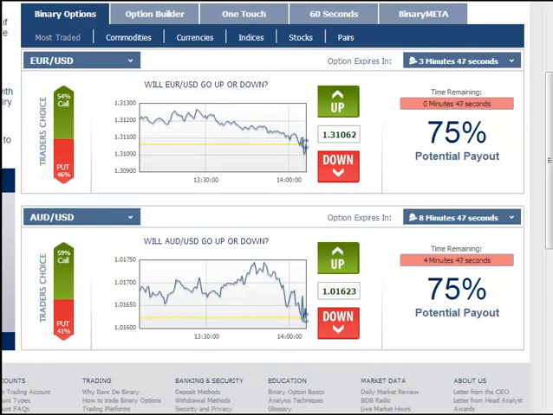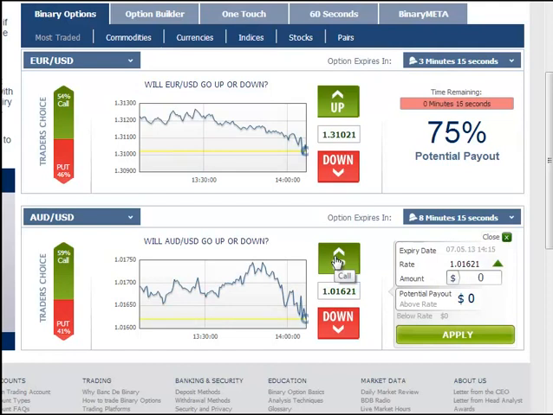This binary option has a potential payout of 75% of the initial investment, and the payout is the same whether we're interested in a call or a put. This means that if we're correct in our prediction, we will earn back our initial investment plus an additional 75% profit. Let's say we analyze this pair and we decide that we think the price is going higher. In that case, we'll click on Up.